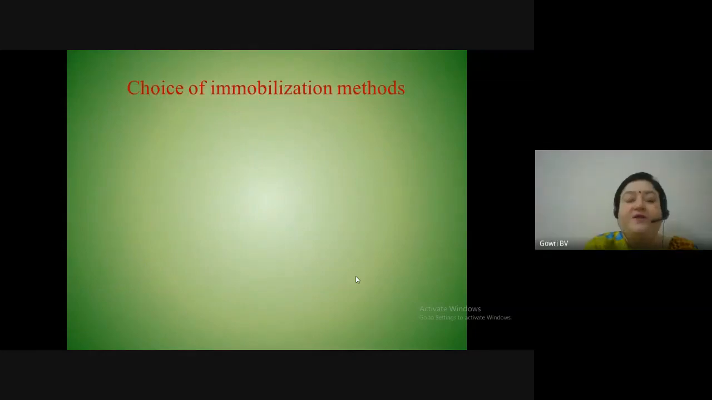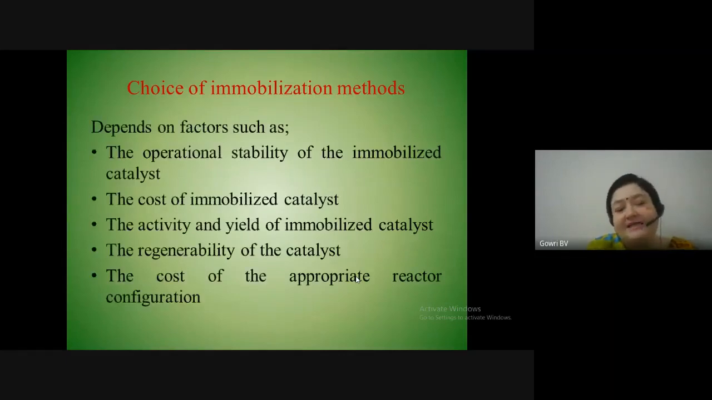What are the choices? You have various methods of immobilization, and how do you choose the method? What will make the choice for an immobilization technique? The choice depends on factors such as the operational stability of the immobilized catalyst, a very important 2-mark question again. The operational stability of the immobilized catalyst, the cost of the immobilized catalyst, the activity, and of course the yield of the immobilized catalyst, the regenerability of the catalyst, and of course the cost of the appropriate reactor configuration.